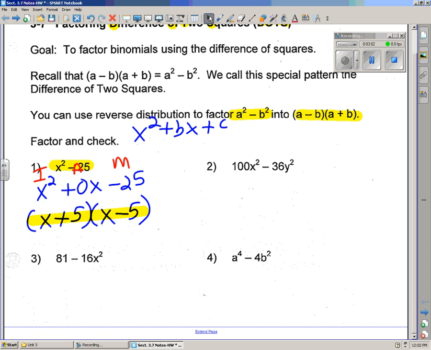So take a look at number 2. You have a subtraction problem. You have a difference. Do you have a difference of two perfect squares? And you do, because 100 is a perfect square, and so is 36. And any variable that's got an even exponent is also a perfect square.